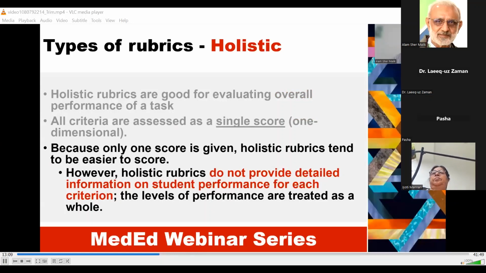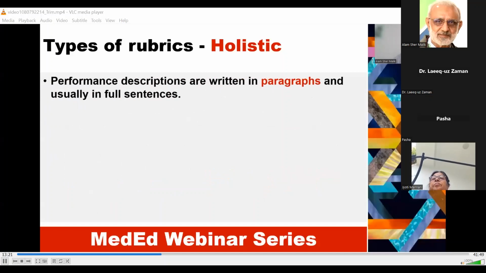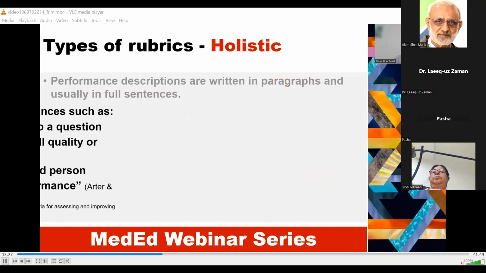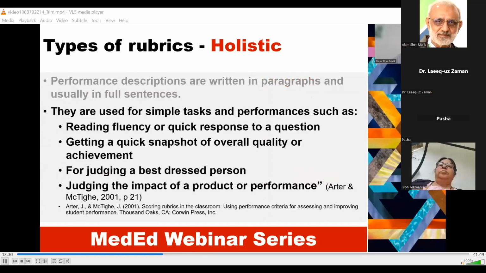However, holistic rubrics do not provide detailed information on student performance for each criterion. The level of performance are treated as a whole. Performance descriptors are written in paragraphs and usually in full sentences. They are used for simple tasks and performances such as reading fluency or quick response to a question, getting a quick snapshot of overall quality or achievement, for judging a best dressed person, judging the effect of a product or performance.